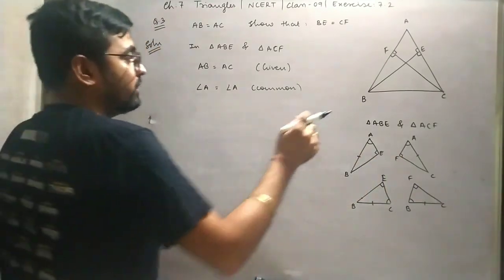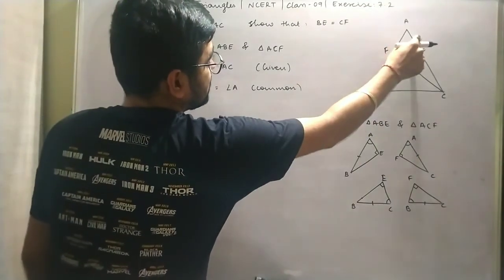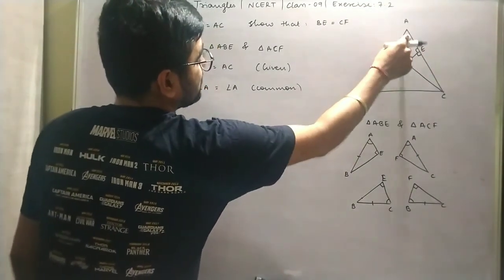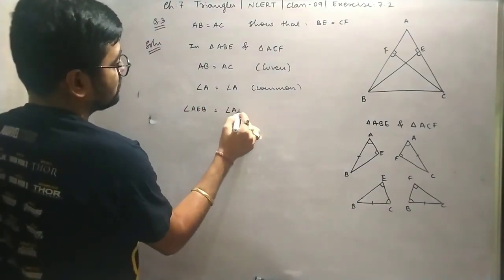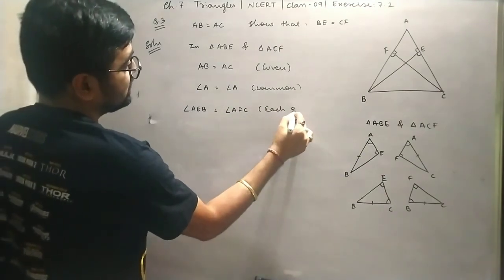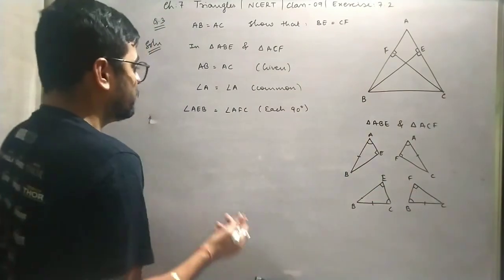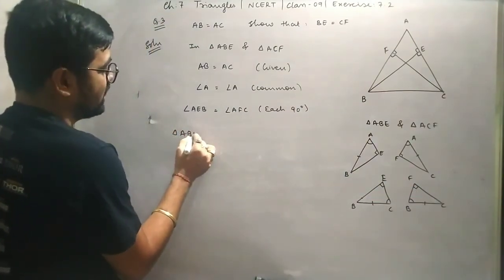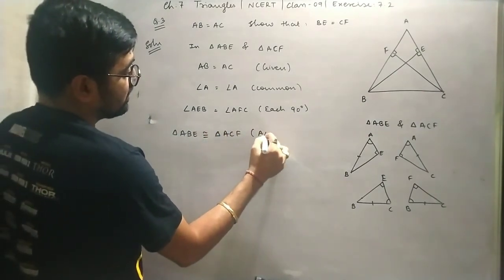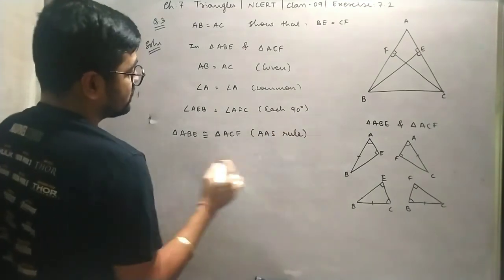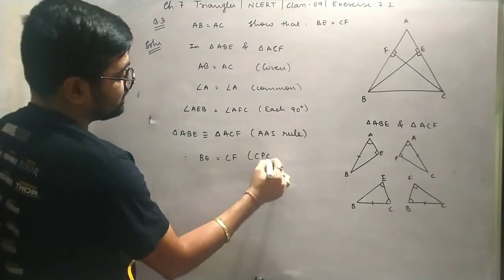Now if you look at the third one, we know that this angle is 90 because we have ABE, so this is 90. We have ACF, so this is 90. So I can say angle AEB is equal to AFC, each 90 degrees. Here also we are utilizing 90 degrees, so there is no meaning otherwise. So we can easily say that triangle ABE is congruent to triangle ACF by angle side congruence rule, and therefore BE is equal to CF by CPCT.